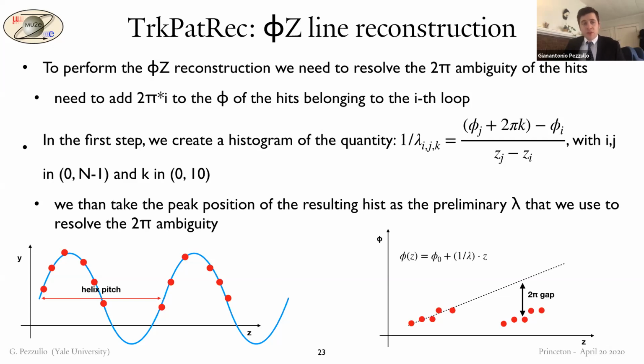Once we finish creating this histogram, taking all the possible pairs of hits, we take the peak of this distribution as the first approximation of the slope that we are trying to reconstruct.